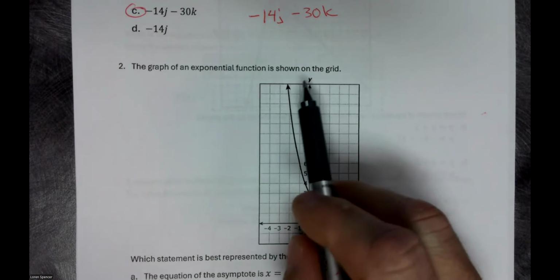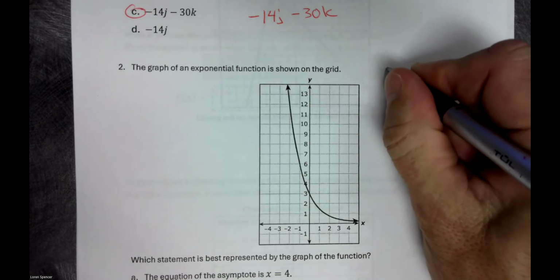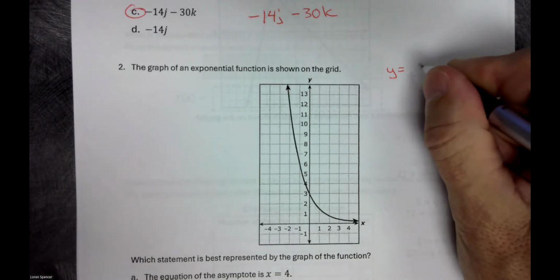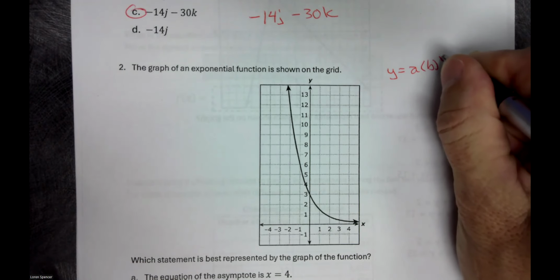Number two, the graph of an exponential function is shown on the grid. Please remember, you can look this up. They'll have a formula sheet on your test. It'll be y equals a times parentheses b raised to the x power.